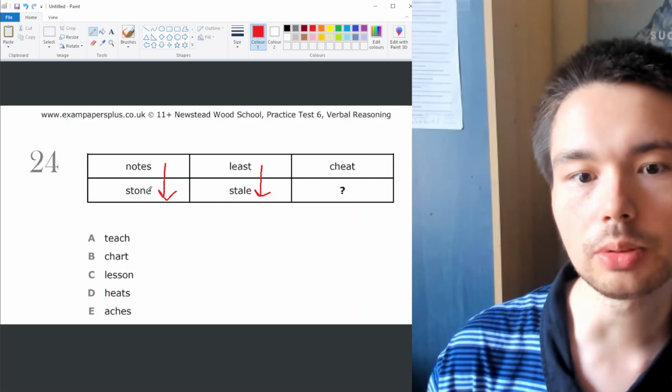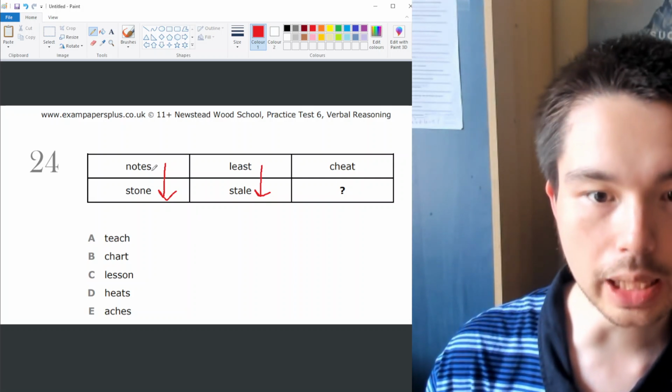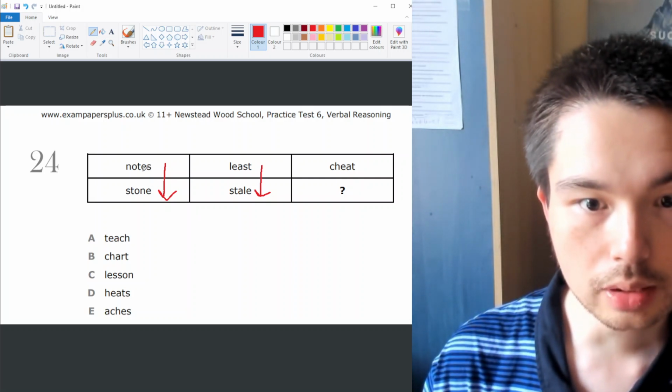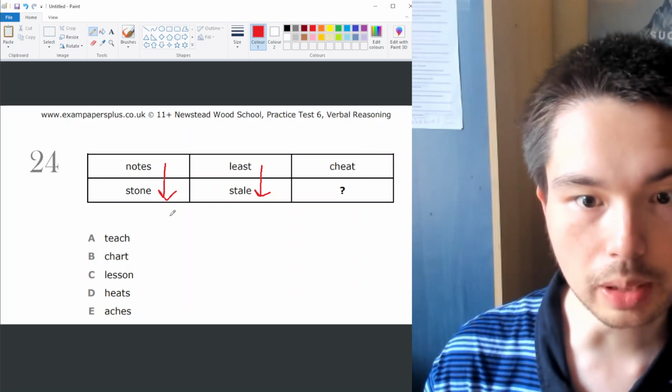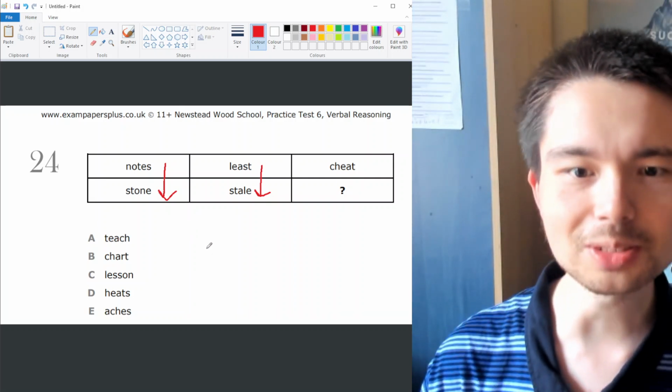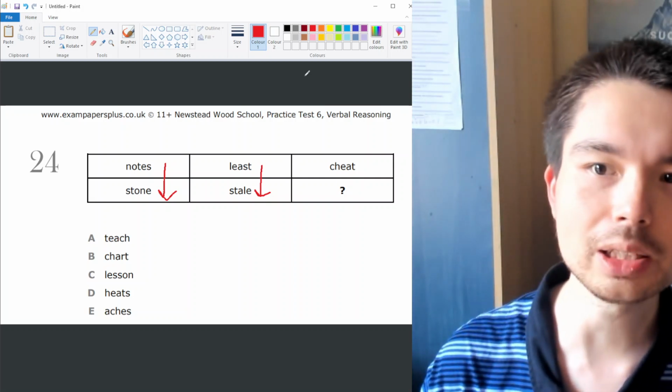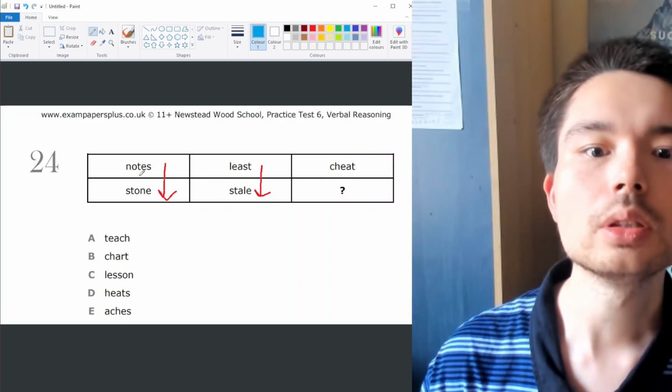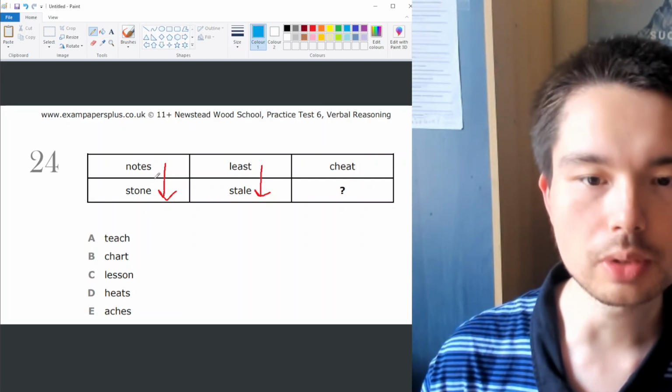One word is spelt the same if we just flip it round. S-T-O-N-S. If you just flip it round, it'll be the same spelling. Oh, actually, hang on. That's not true. That's quite funny. I've got it wrong a little bit. Okay, look. They've just flipped a few of the letters round.